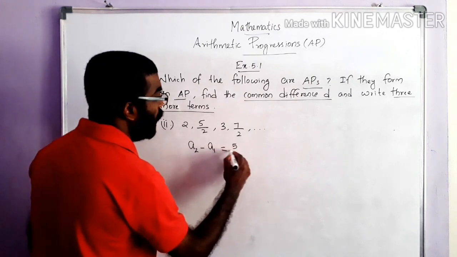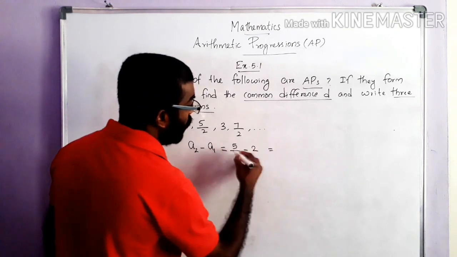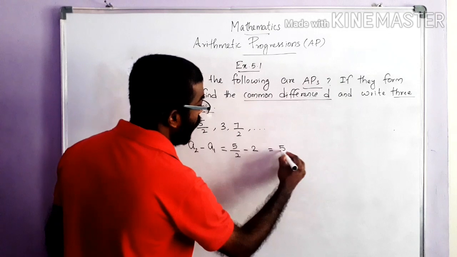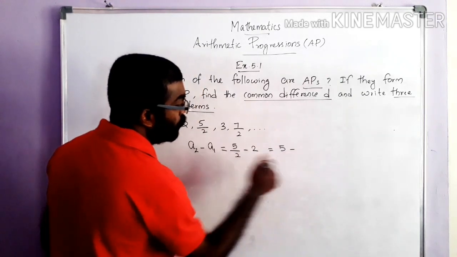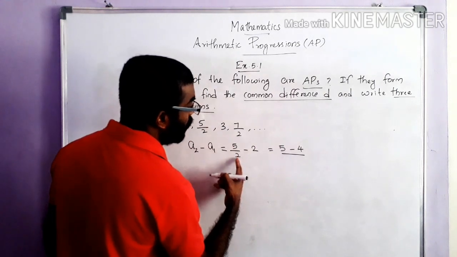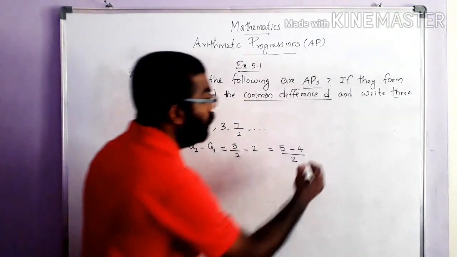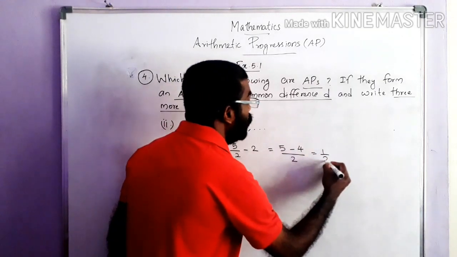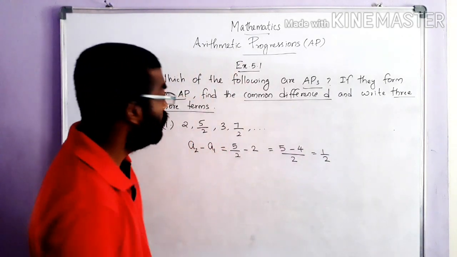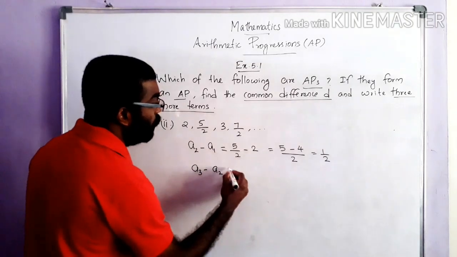Clearly it is 5 by 2 minus 2. And we can cross multiply this expression. 5 minus this 2 into 2, 2 2s are 4, divided by, in the denominator the number is 2. That is 5 minus 4 divided by 2. It becomes 1 by 2. Clear? Then A3 minus A2.